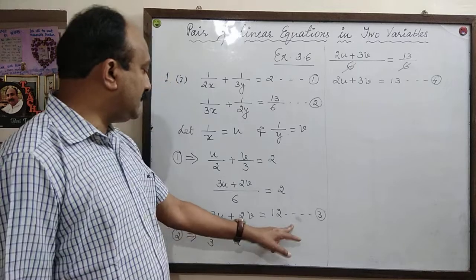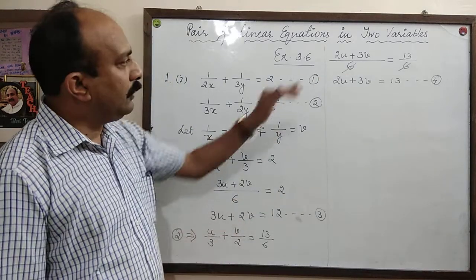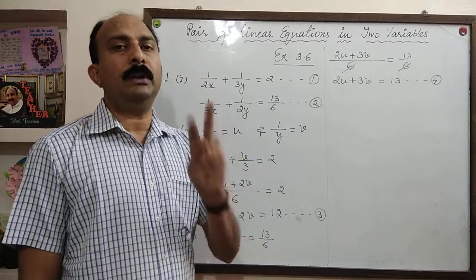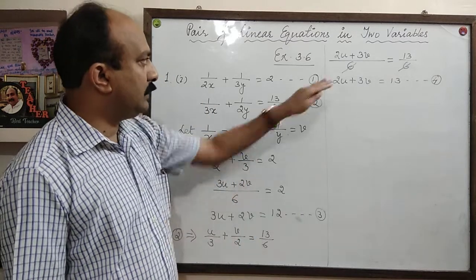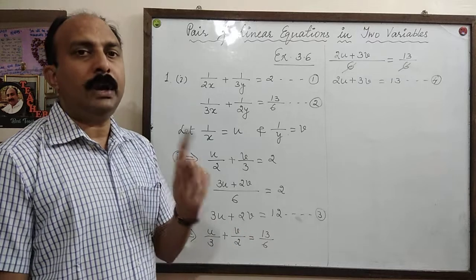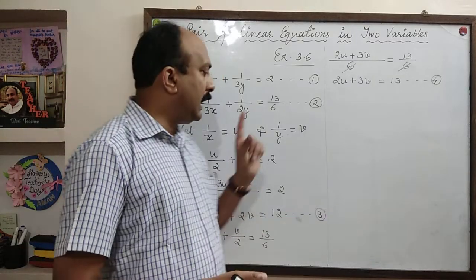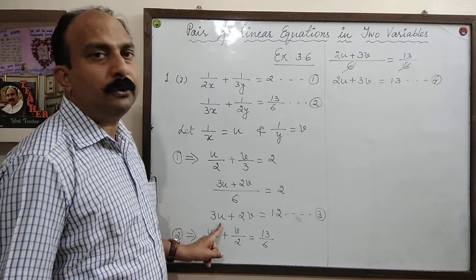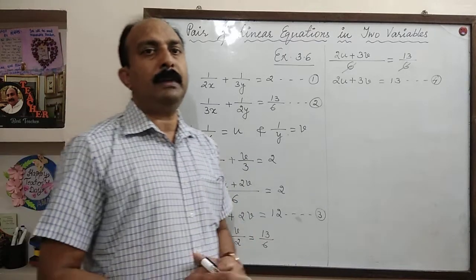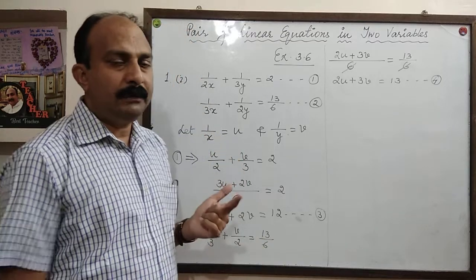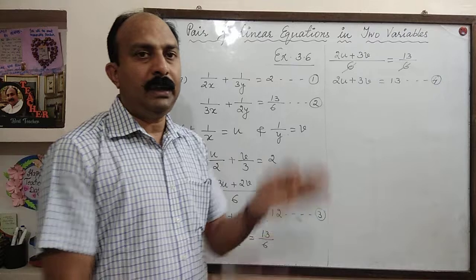Now, look at equation number 3 and equation number 4. 3 and 4 are a pair of linear equations in u and v. Now, x and y are gone. Now, we got two equations in u and v. So we can solve it by any method, and then we will get the values of u and v first. So I am going to do it by the elimination method. For the elimination method, we have to make the coefficients of either u or v equal.